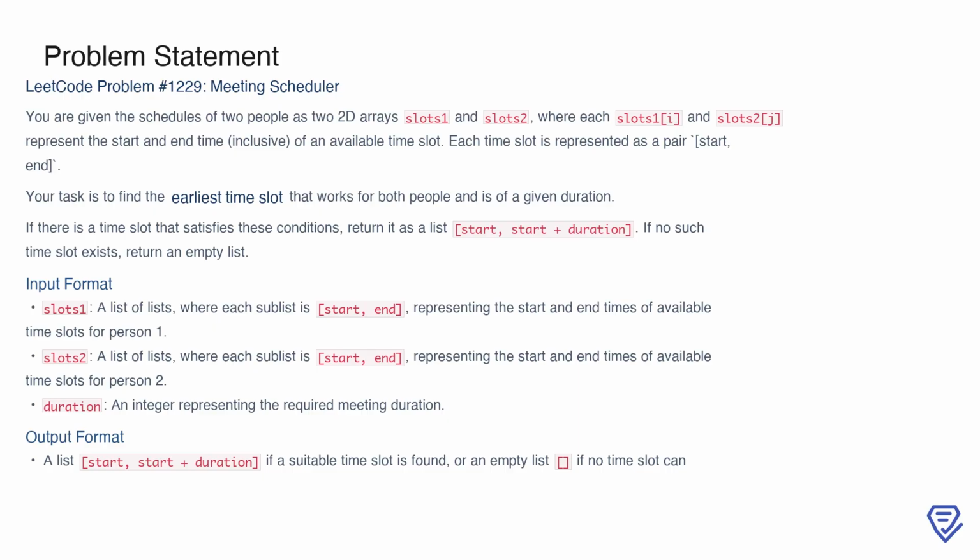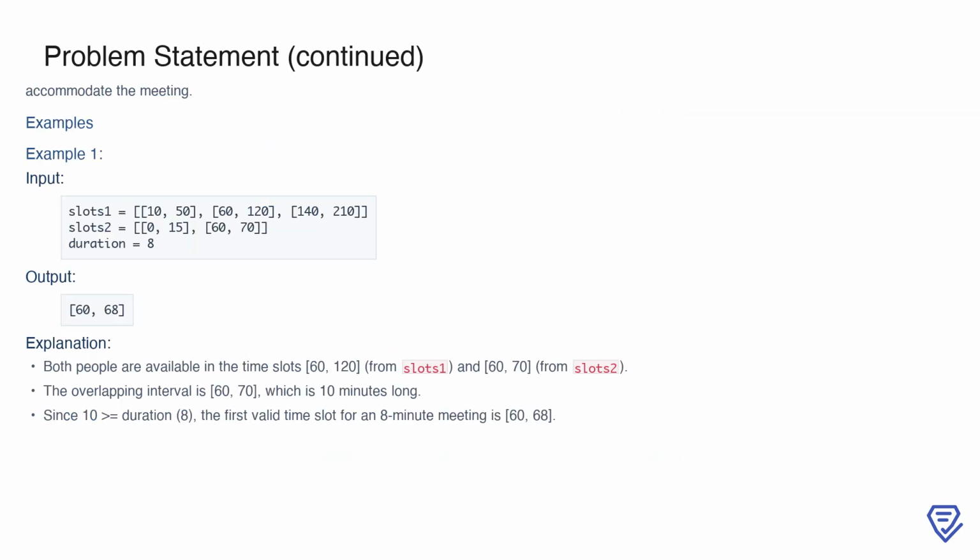This problem requires us to carefully consider the input format, process the intervals effectively, and check for overlaps that meet the specified duration requirement. To better understand the problem, let's look at the first example. Here, slots1 contains the intervals [10, 50], [60, 120], and [140, 210], while slots2 contains [0, 15] and [60, 70]. The required meeting duration is 8 minutes.